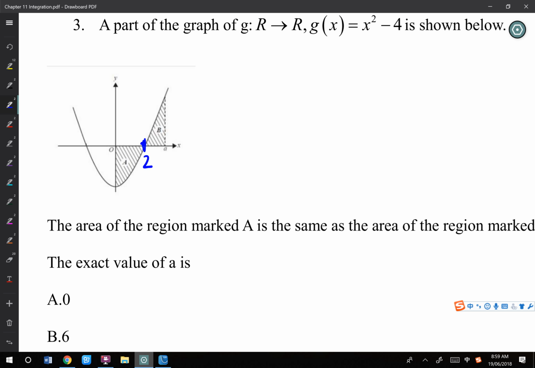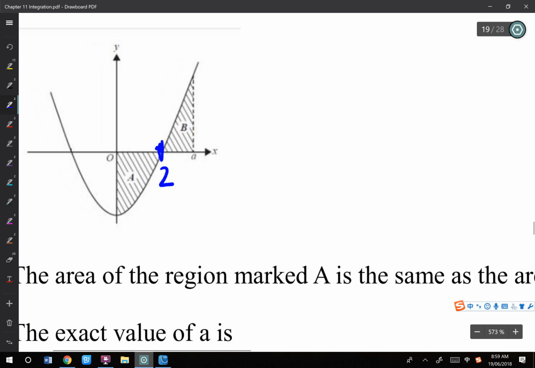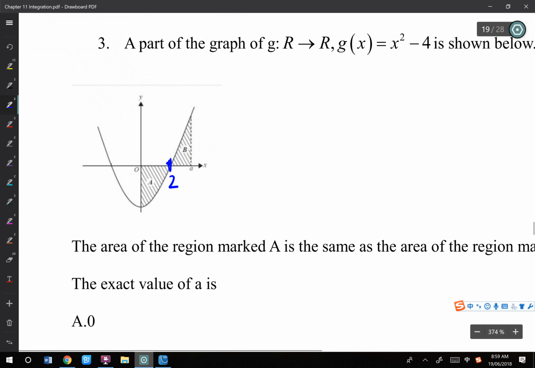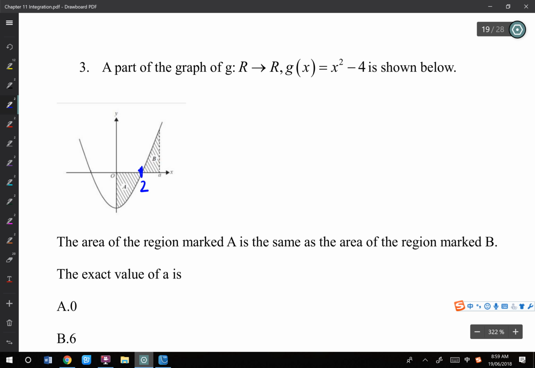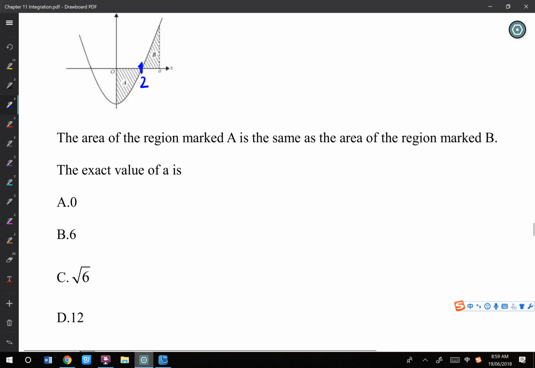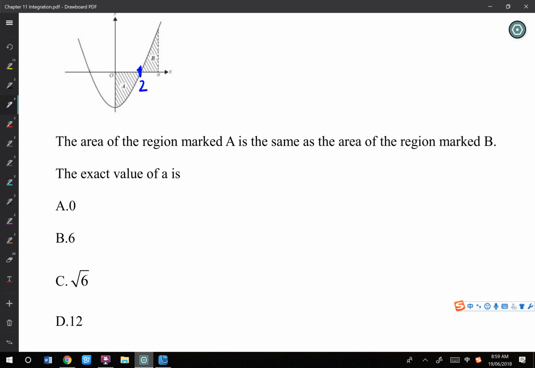So then to a point A. I don't know what A is, but it tells us the region A is the same as the region B. So those 2 areas are the same. Find the exact value of A.